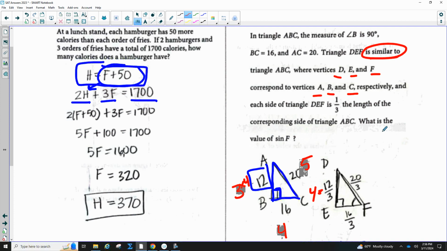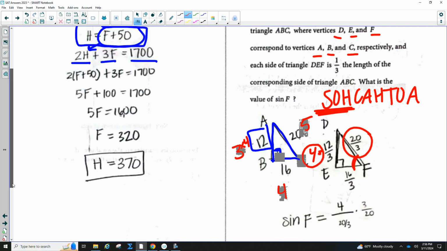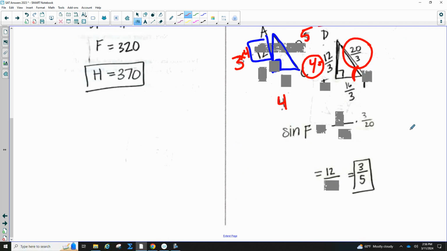Okay, so sine of F, that is this angle here, is equal to opposite over hypotenuse, okay? So it's 4 divided by 20 thirds, and then you flip the second fraction and multiply, so you end up getting 3/5 after you reduce, okay? 12 over 20, or 3/5. So sine is the opposite side divided by the hypotenuse side.